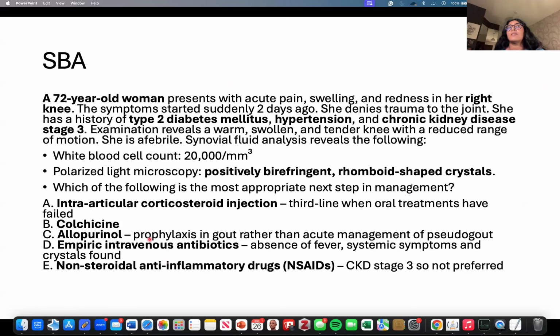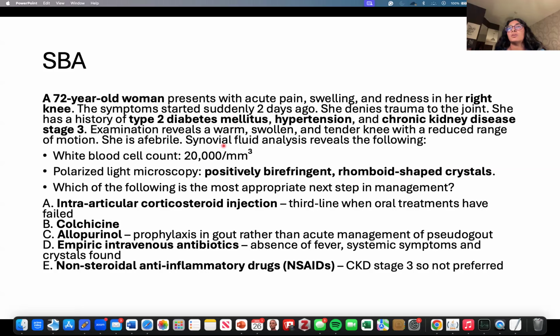Okay. So a 72-year-old woman with acute pain, swelling, and redness in her right knee. The symptoms started 2 days ago, suddenly. No trauma to the joint. And she has a history of type 2 diabetes, hypertension, and CKD, stage 3. She has a warm, swollen, and tender knee, positively birefringent rhomboid-shaped crystals. What's the most appropriate next step in management?